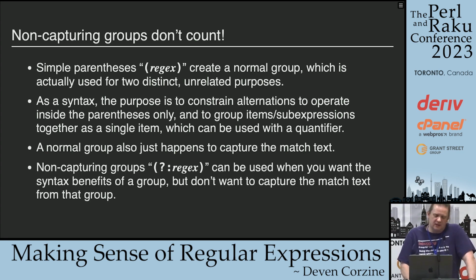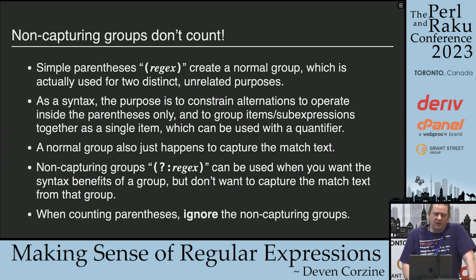Non-capturing groups, which is the open paren question mark colon followed by the regular expression, can be used when you want the syntax benefits of a group, i.e. to group things together as an item with a quantifier and to constrain the alternations and whatnot. So if you want the syntax benefits, but you don't actually want to capture the match text from that group, that's when you want to use the non-capturing group. But when you're counting parentheses to determine which one is $1, $2, you just ignore the non-capturing groups entirely. So you want to count all the opening parentheses unless they're a non-capturing group like this.